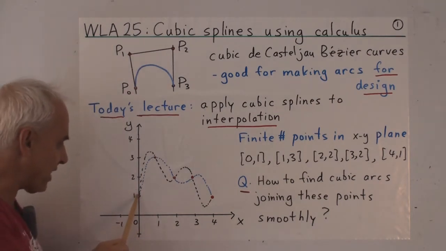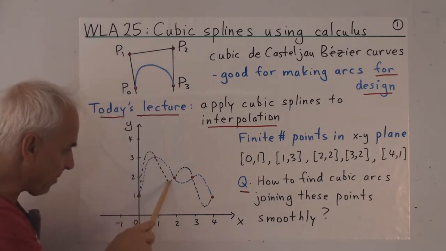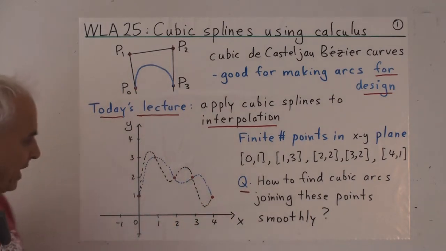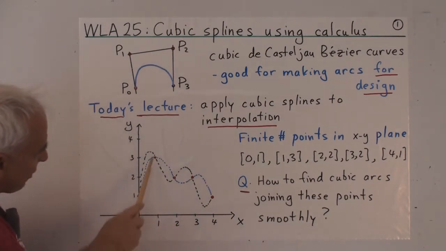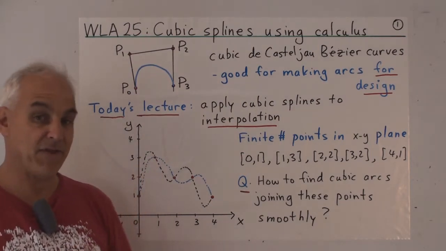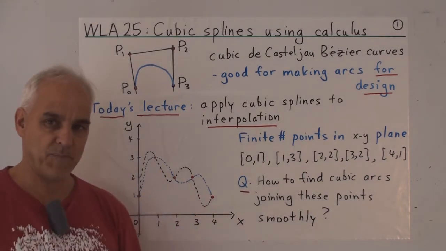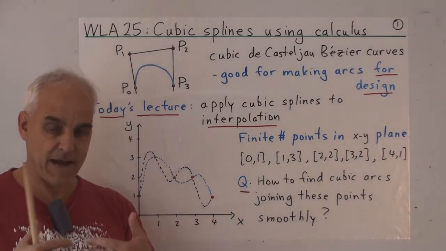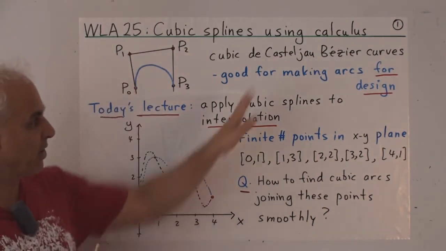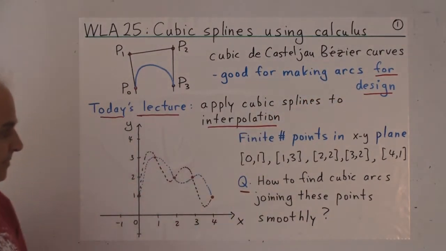So the idea is we're going to create an arc between these 2 points, and then another arc between these two, another arc between these two, and another arc between these two. And we're going to create these arcs so that they're smoothly joining at the points where they meet, giving the impression that it's all really one curve, while really it's a number of curves joined together. Really the same kind of thing that we're doing with the de Castelnau-Bézier business for design purposes.